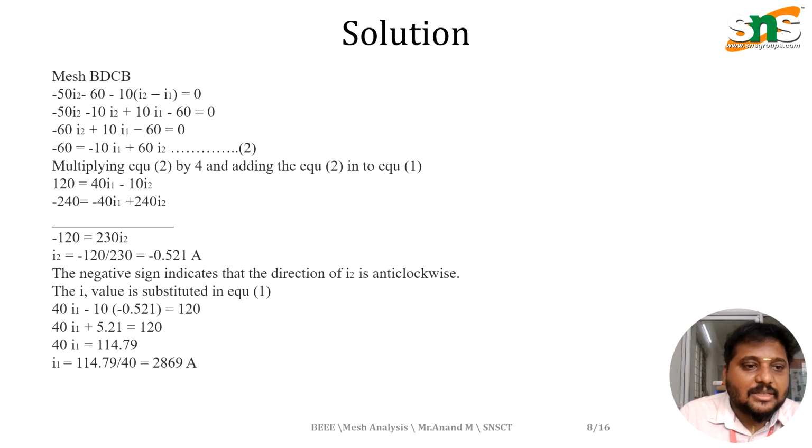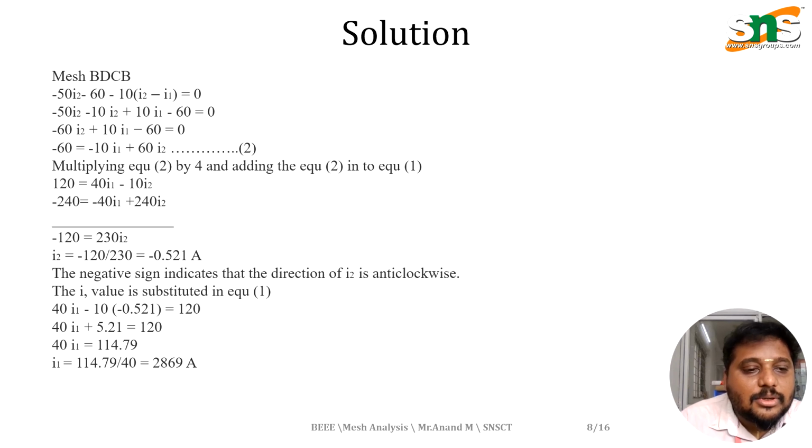Based on mesh analysis, we have two equations: one is 120 equal to 40 I1 minus 10 I2, and then minus 240 equal to minus 40 I1 plus 240 I2. Multiplying equation 2 by 4 and adding the equations, we get minus 120 equal to 230 I2. Simplifying, I2 equal to minus 130 divided by 230, so I2 is minus 0.521 amps. The negative sign indicates the direction of I2 is anti-clockwise.